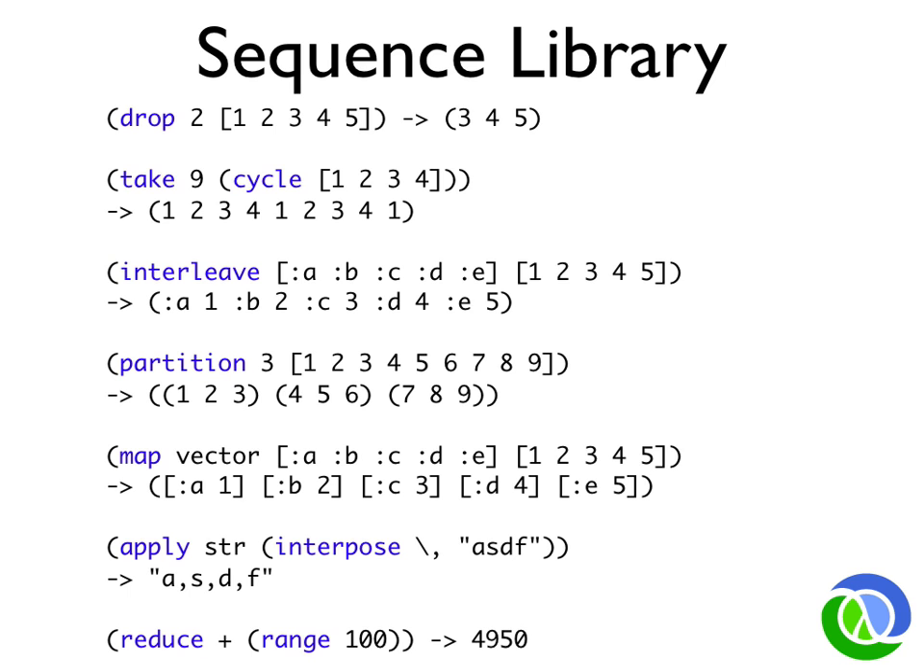So in this case, we're going to call the function vector, and we're going to call it on A and 1. Then we're going to call it on B and 2, and C and 3, and D and 4, and E and 5. And vector makes vectors out of whatever you pass it. So we're mapping vector across this pair of sequences to vectorize corresponding elements of those sequences. We get a set of data structures back out of this.